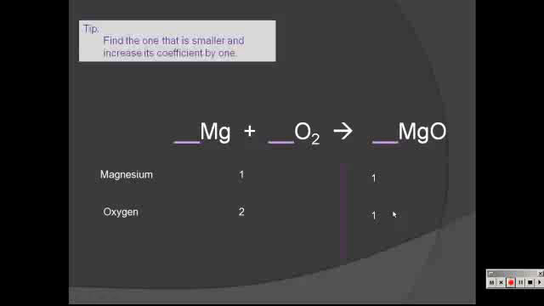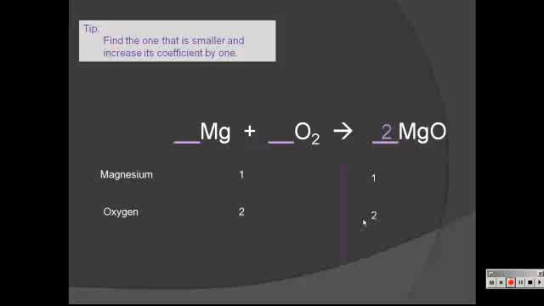So here's a tip. This is what balancing is all about. We want to find the one that is smaller. In this case, over here, the oxygen is smaller. This compound right here, we need to increase the coefficient by 1. And we should only change it by 1 at a time when we're first beginning. So it was a 1, now I'm going to make it a 2. In my ledger sheet down here, I need to make that change. So now instead of 1 oxygen here, now I have 2. So I'll change that down here to 2.